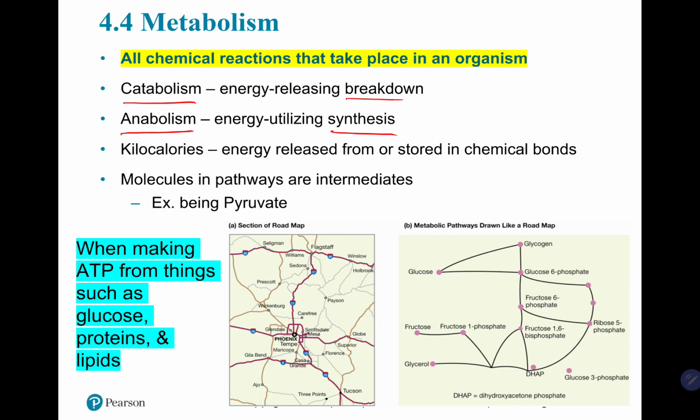And so with metabolism, such as glucose, when we're making ATP, that energy currency, we can break down glucose, we can break down proteins, and we can break down lipids. We can make ATP from all these things, such as glucose, proteins, and lipids, right? When we break down glucose, we're going to make pyruvate, and we'll talk about that.